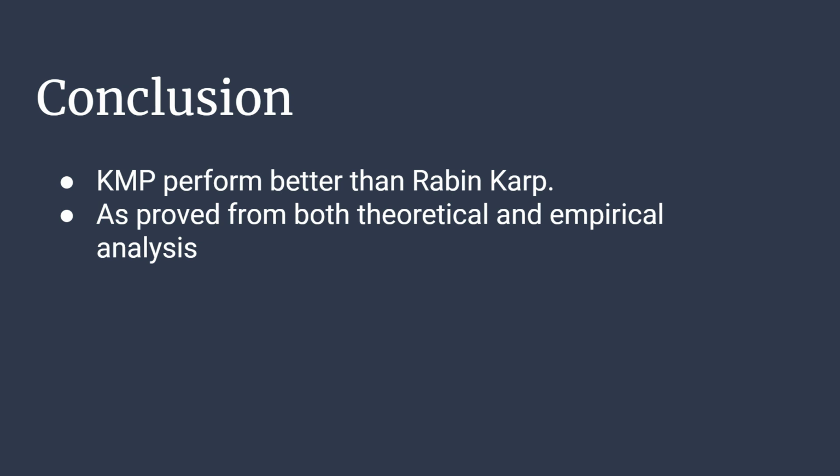theoretical complexity of both of these algorithms differ in a way that KMP has lower complexity as compared to Rabin-Karp, and this has also been proved by running the algorithms together and noting the time that they take to run, and hence KMP performs better than Rabin-Karp.